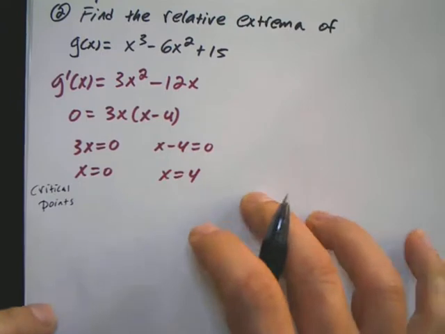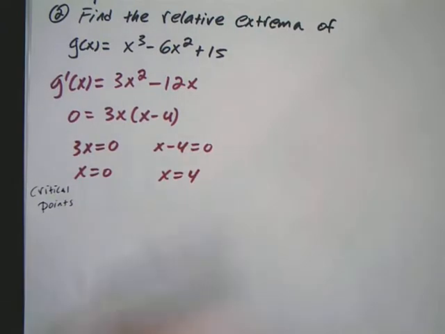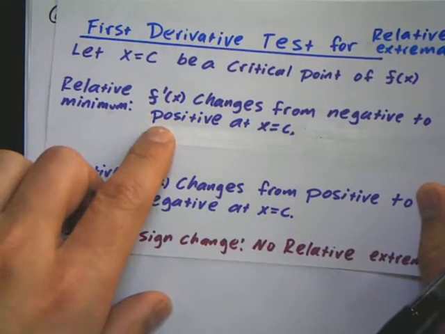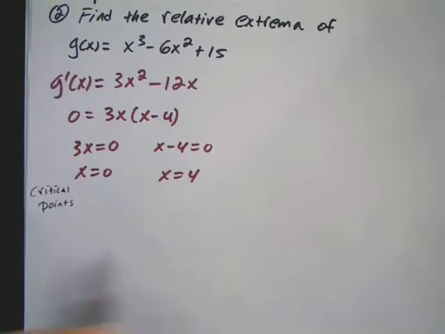Next, I have to find where the derivative is changing signs at these critical points. So like before, I have to do the sign analysis.